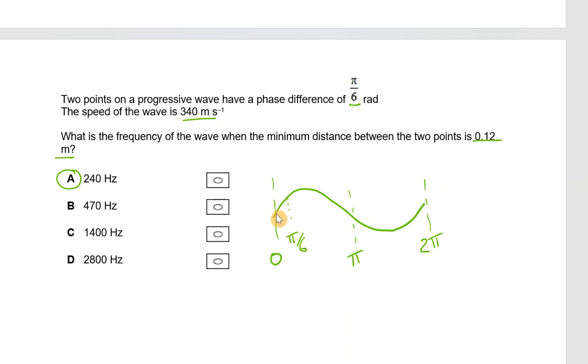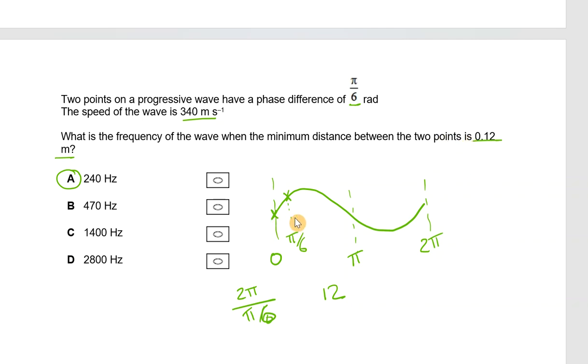Well, we know that we've got these two points and they are pi/6 radians out of phase. What we can do is find out how much of one whole wavelength, or one complete cycle, pi/6 radians is. So if I divide 2 pi, which is one complete cycle, by pi/6, I'm going to discover that the answer is 12. So there are 12 pi/6s in one complete phase of the wave.